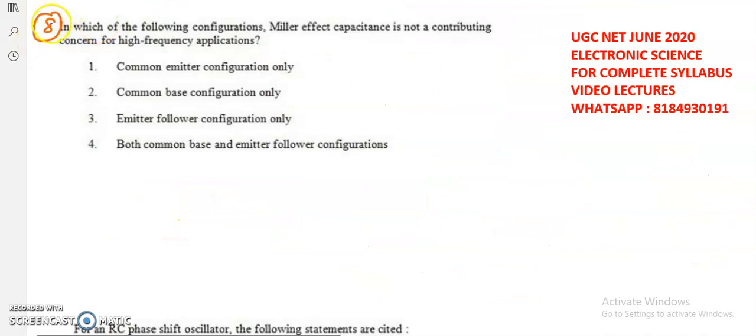Like that also you can remember. And while coming to the next, eighth question: in which of the following configurations is the Miller effect capacitance not a contributing concern for high frequency applications?